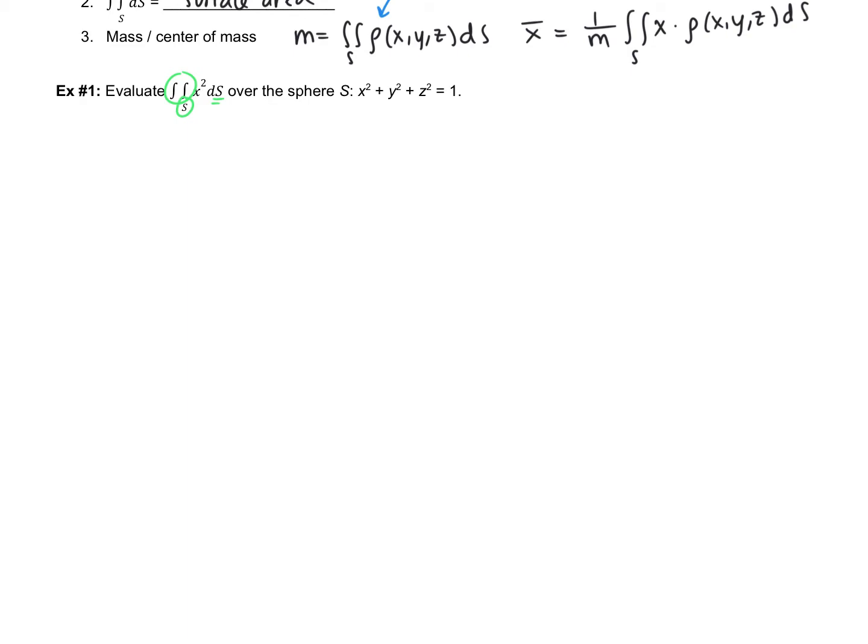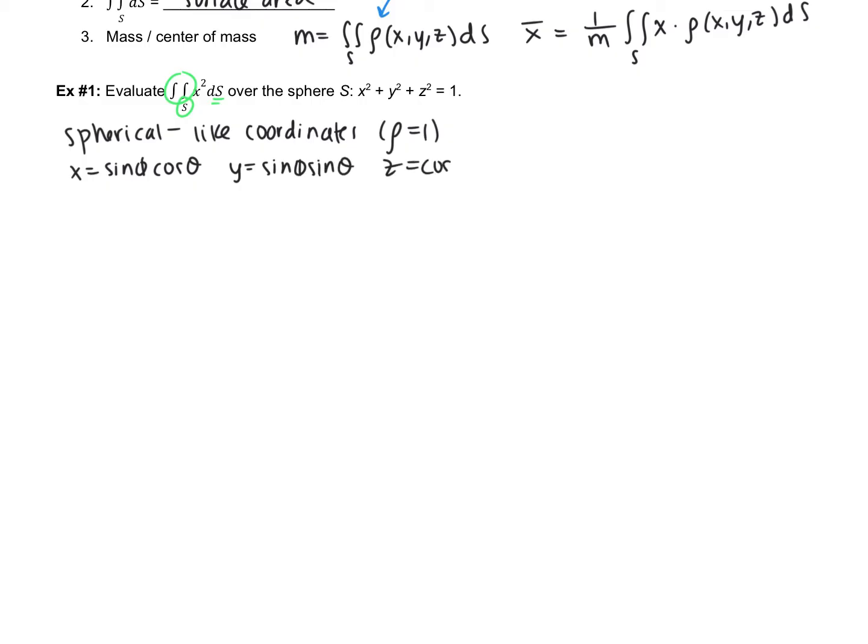We're going to start by parameterizing this surface. And we're going to do that using spherical-like coordinates. The reason I say that is in this case, rho is 1, right? Our distance from the origin is just 1. So x is going to be sine of phi cosine of theta. Y will be sine of phi sine of theta. And z will be cosine of phi. So r then is a function of phi and theta.